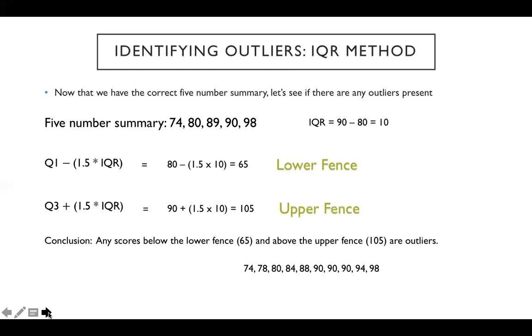Now that we have our lower and upper fences calculated, we can say that any scores below the lower fence of 65 and above the upper fence of 105 are outliers. Here's our data set again. Looking at this data, there are no outliers present. Luckily the data is in order from lowest to highest, so it's pretty easy to identify. Our lowest value here is 74, and our highest value is 98. They don't go below our lower fence or above our upper fence, so there are no outliers present in this data.